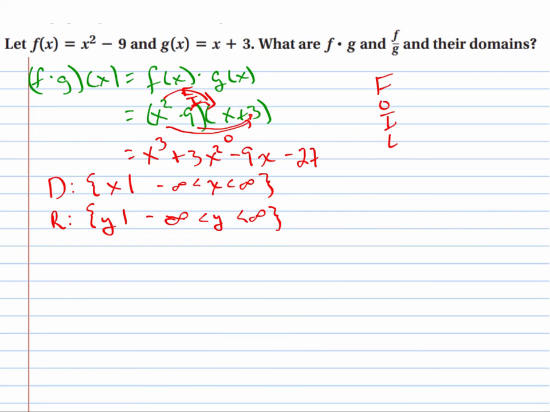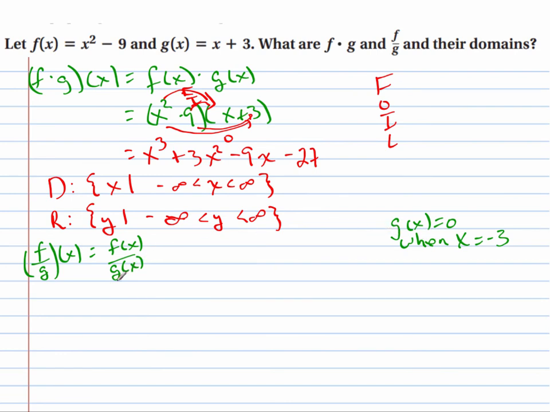Now, I want to do the quotient. The quotient's going to be a little bit stickier. So f divided by g evaluated at x is f of x divided by g of x, but I cannot have g of x equal to 0. And I see over here g of x equals 0 when x equals negative 3. So I see immediately I'm going to throw the negative 3 out of my domain.